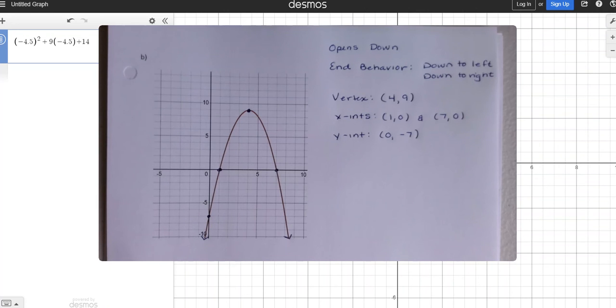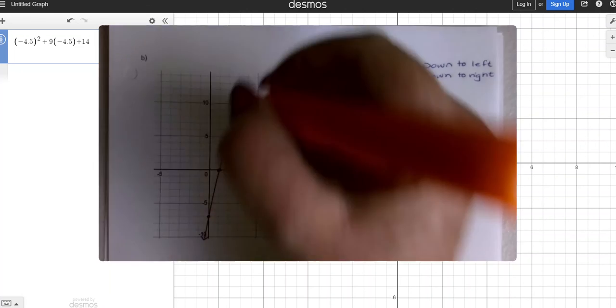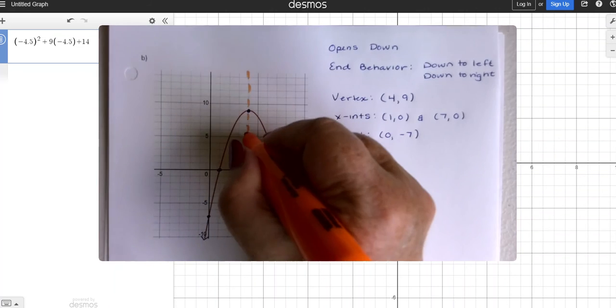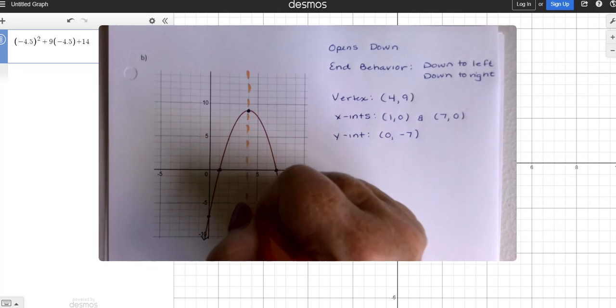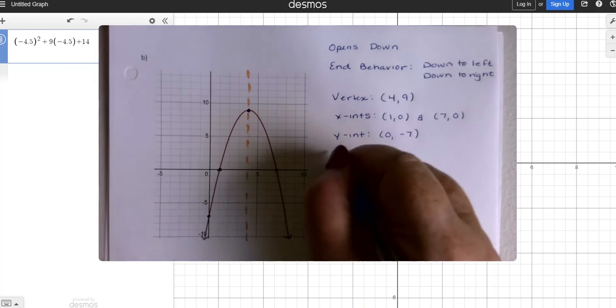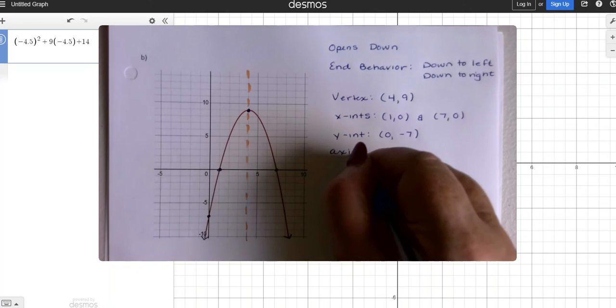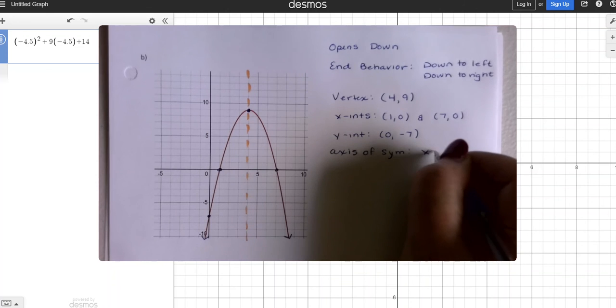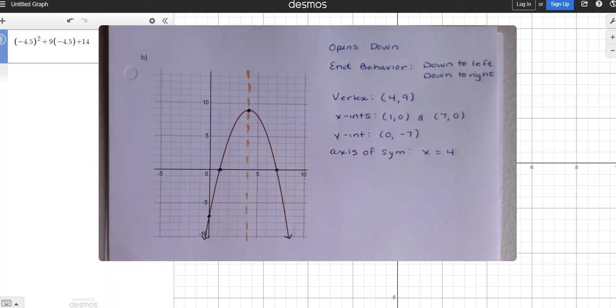Let's see, what else can I say from the graph? Well, I haven't listed the axis of symmetry yet. We could do that. It would look like this. So x equals 4.